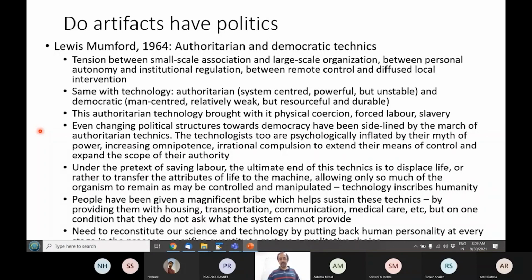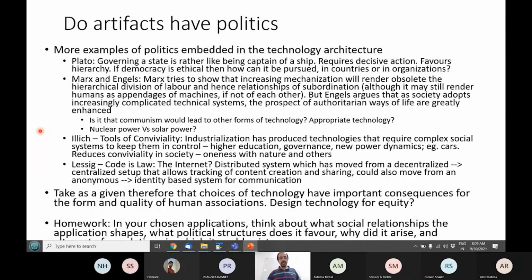Here Mumford talked about authoritarian and democratic technologies. Certain technologies are authoritarian by nature. They need authoritarian management structures or they impose authoritarian structures on society, whereas some are more democratic than others. Similar arguments were made by Ivan Illich, that once you introduce complex technology, to control this technology you then need many other social structures as well, which can have a second order effect.